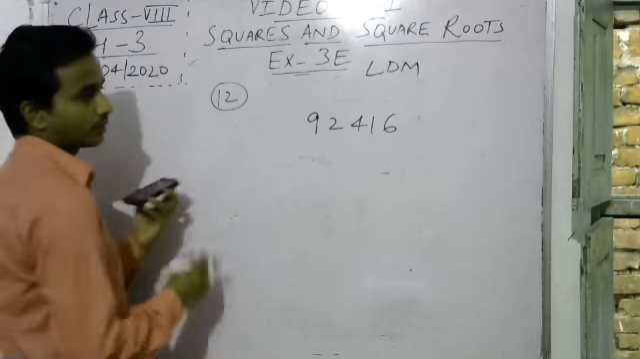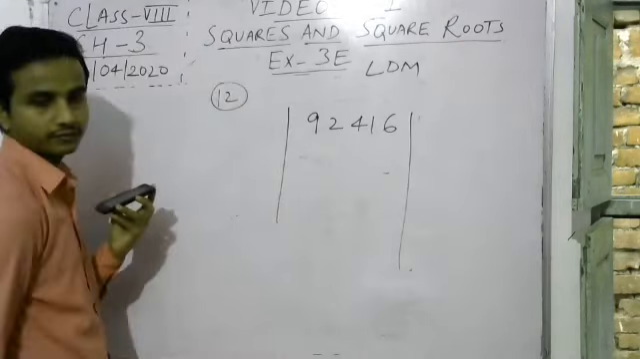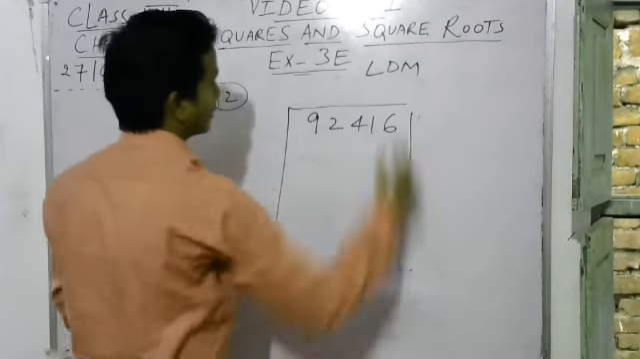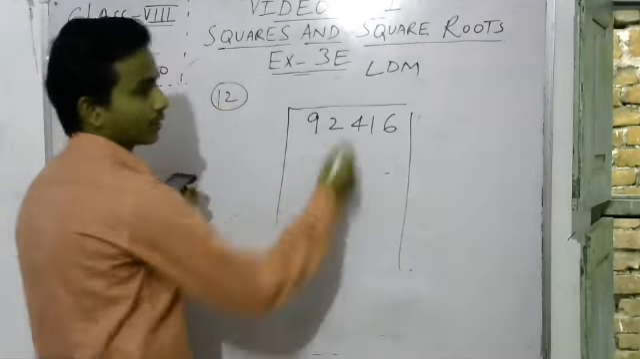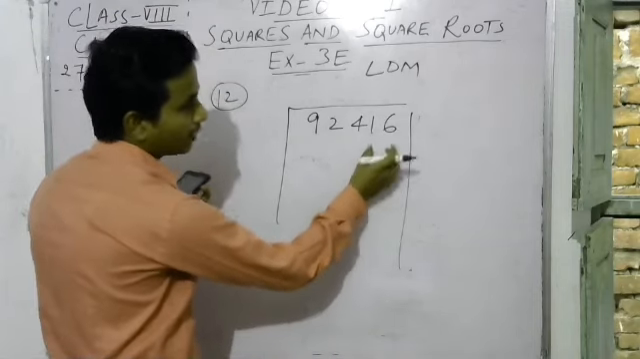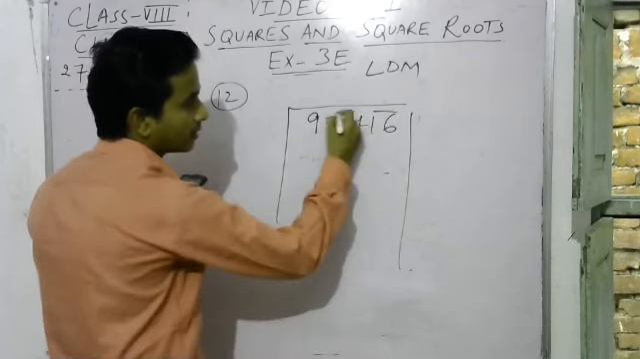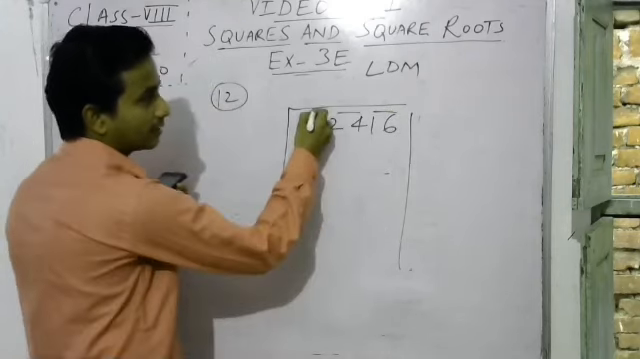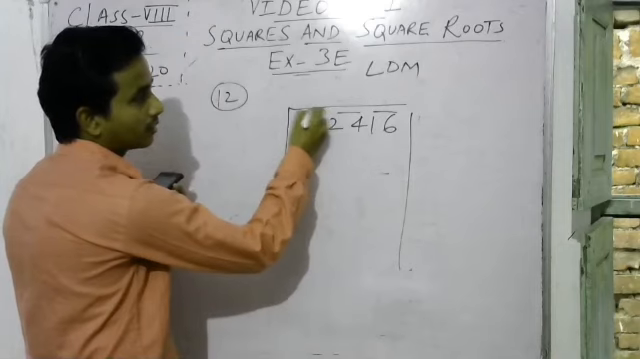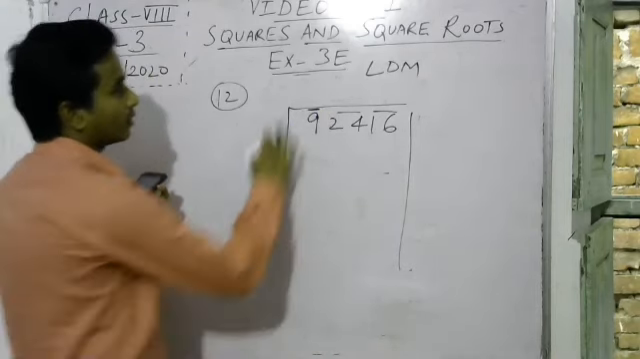So what is the first rule? Put a bracket like this here. So what is the first rule? Starting from the right, we start making pairs of 2 digits. So this is a pair of 16, this is a pair of 2 digits again, and 9 is left alone. So leave it single. Now what do we have to do?